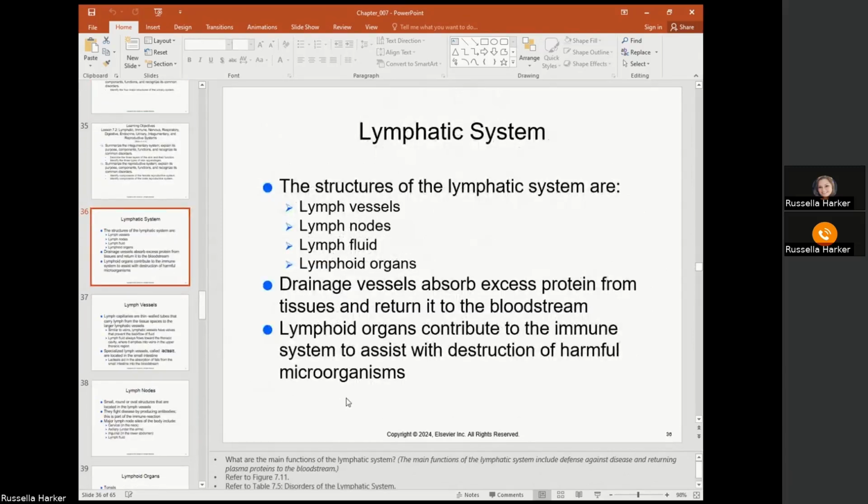We're going to go into the lymphatic system. It's a network of tissues and organs that help get rid of the body's toxins, waste, and unnecessary materials. The drainage vessels absorb excess protein from tissues and return it to the bloodstream. Lymphoid organs contribute to the immune system to assist with destruction of harmful microorganisms. So if you look in chapter 19, there's a discussion of immunity and how it relates to disease transmission.